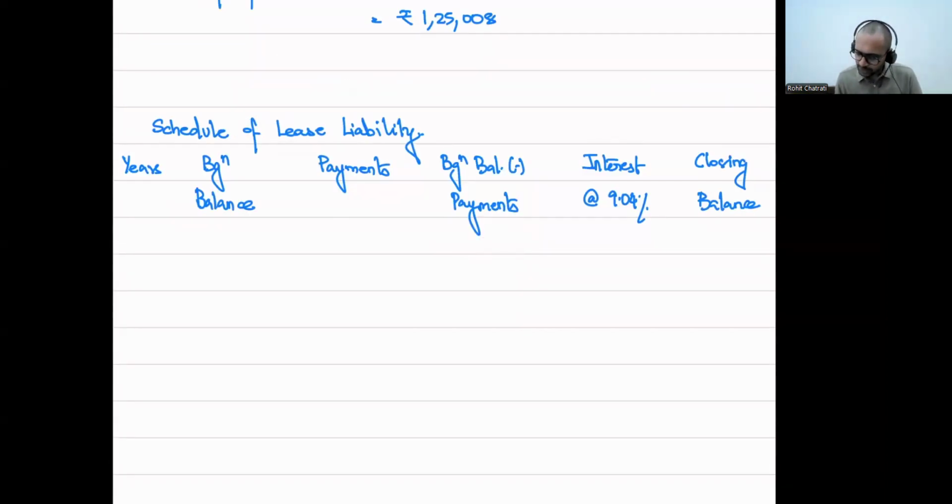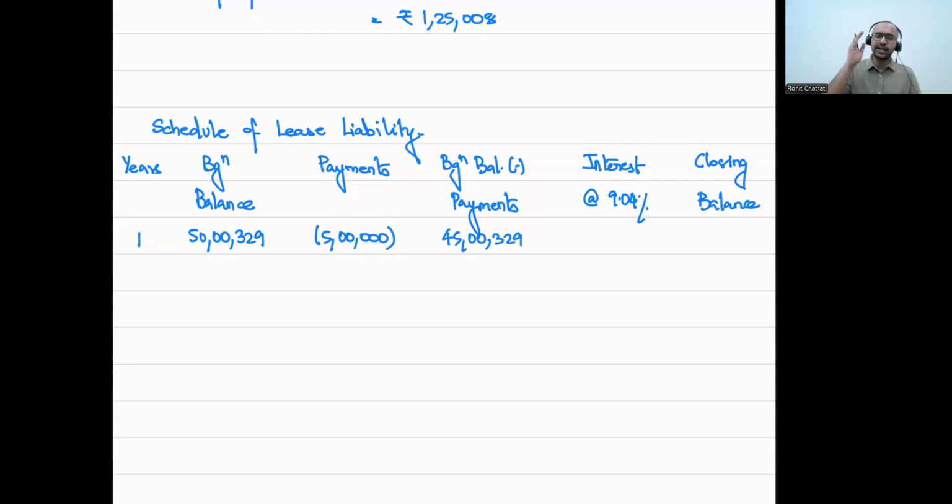All right, let's start with year one now. At the beginning of year one, on the date of commencement of lease, I recognize the lease liability of 50 lakh 329. On the date of commencement itself, I'm making a payment of 5 lakh rupees, and therefore, after I make this payment, my lease liability is going to be 45 lakh 329.